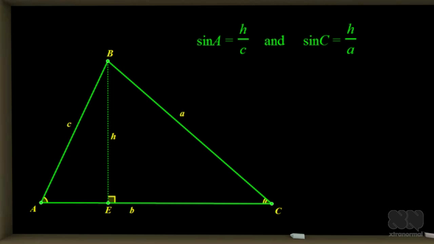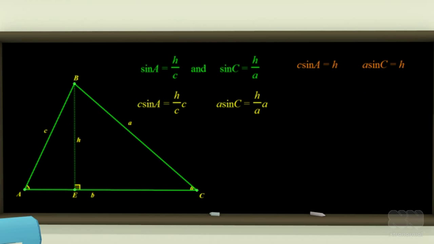The plan is to solve both equations for h and then set them equal to each other. So we multiply both sides of the equation on the left by c and we multiply both sides of the equation on the right by a. Then, we simplify the right side of both equations. And now we have both equations equal to h. Since they both equal h, we can use the transitive property to set them equal to each other.